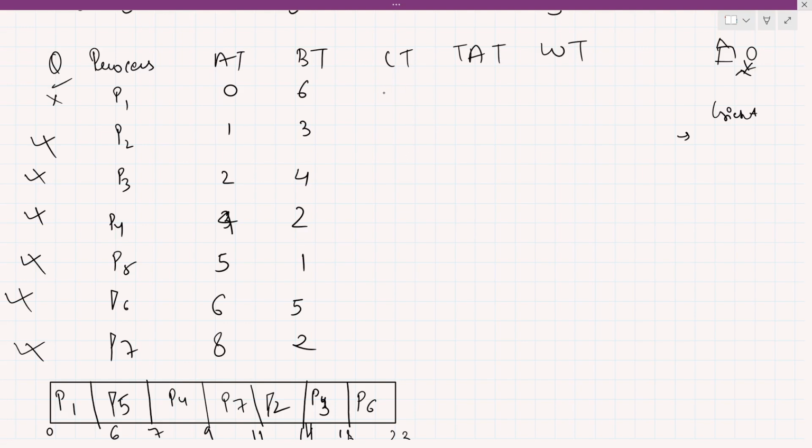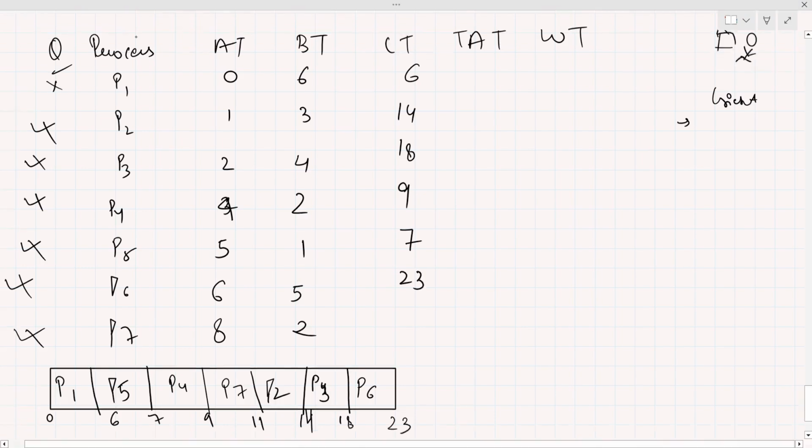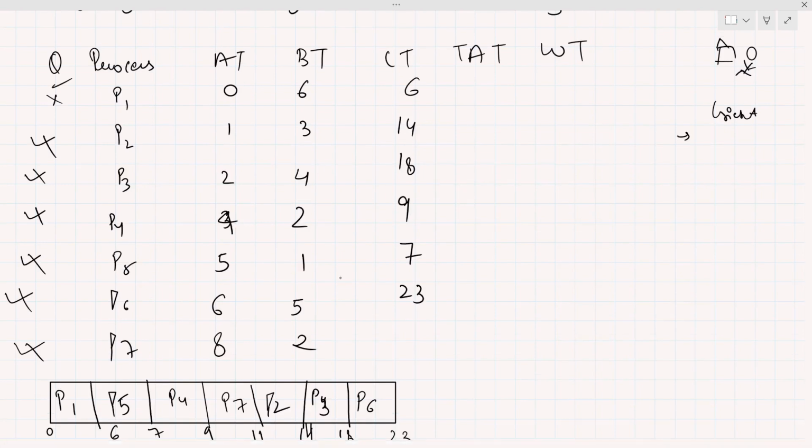Now the completion time. For P1 completion time is 6, P2 completion time is 14, P3 is 18, P4 is 9, P5 is 7, P6 is 23 and P7 is 11. Average TAT is completion time minus arrival time. So 6 minus 0 is 6, 14 minus 1 is 13, 18 minus 2 is 16, 9 minus 4 is 5, 7 minus 3 is 4, 23 minus 6 is 17, 11 minus 8 is 3.